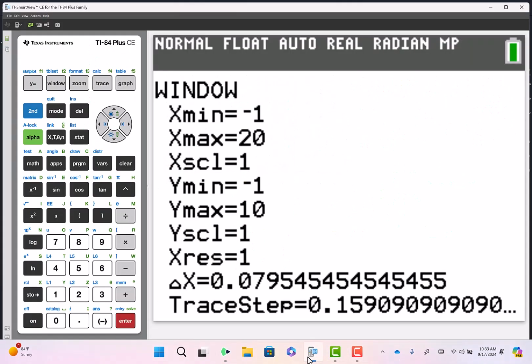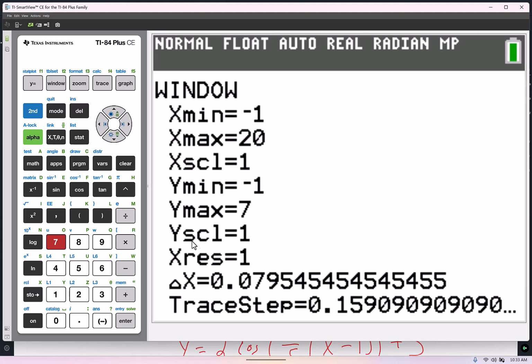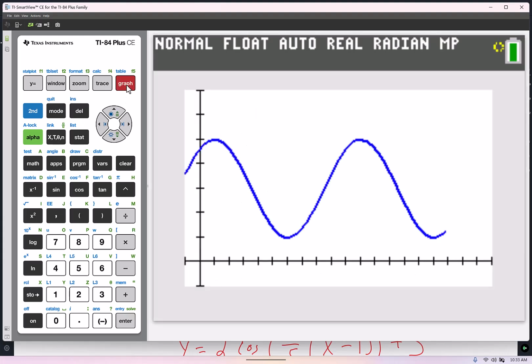I'm looking at the grid here. You don't have to go all the way to 7, but I'd like to see. You can go higher if you want. Y scale, leave it alone. Leave X resolution, delta X, and trace step alone. Push graph.